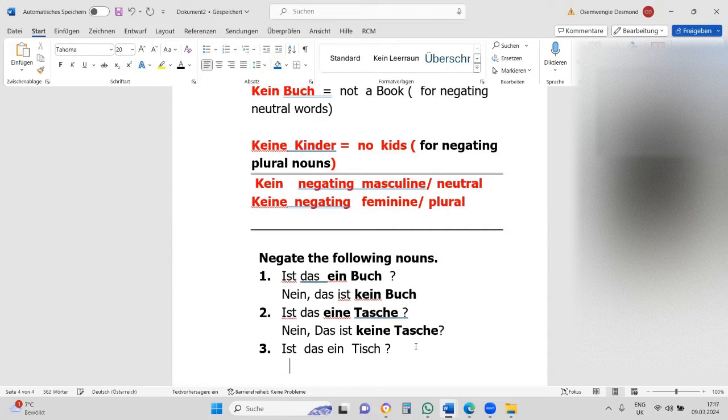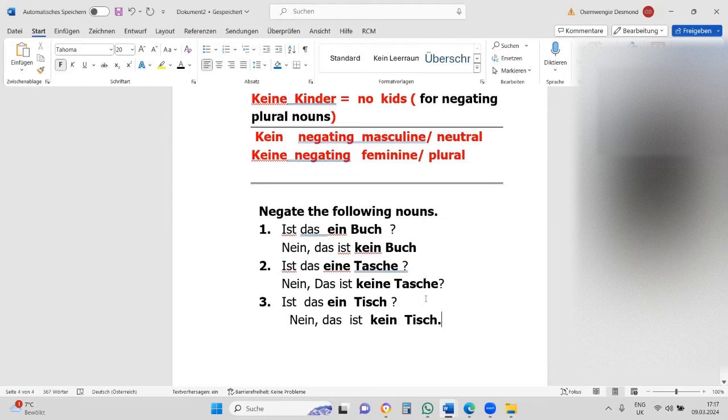Nein. Das ist ein Tisch? No, that is not a Tisch. Nein. Das ist kein Tisch. So later you will learn that. All right, so you've learned how to use your kein and your keine to negate nouns. Good. So we go on.